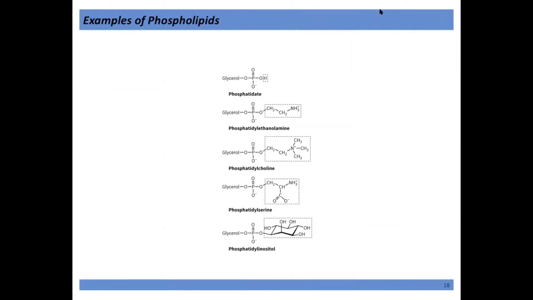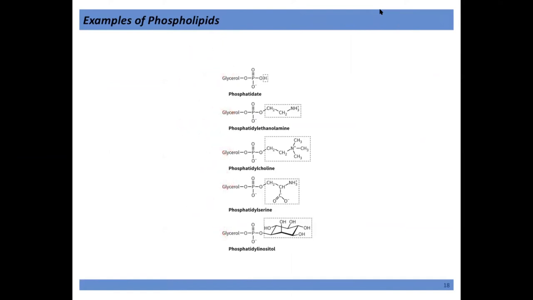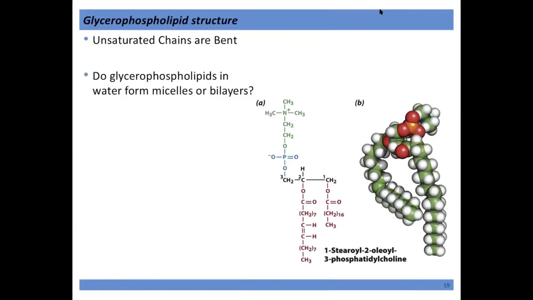So you can see phosphatidylethanolamine, phosphatidylcholine, phosphatidylserine, and phosphatidylinositol. And so again, this is glycerol, and then off the glycerol, you would have 2 fatty acid chains there. So this is just showing the structure of the head groups. So these are known as phospholipids.